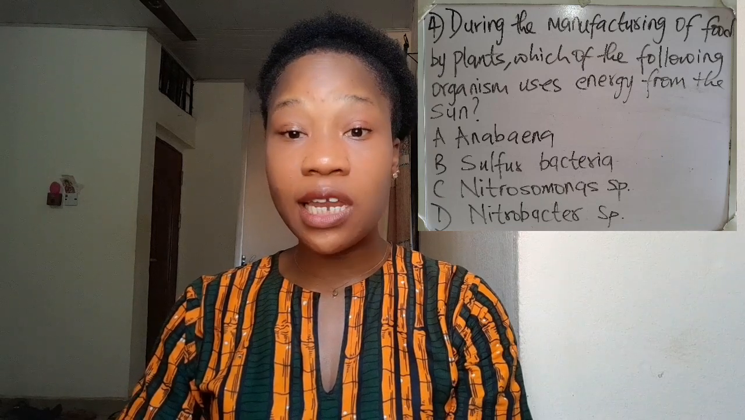All right, so question number 4 says, during the manufacture of food by plants, which of the following organisms uses energy from the sun during manufacturing of food? Which of the organisms uses energy from the sun? Option A says Anabaena. Option B says sulfur bacteria. Option C says Nitrosomonas species. And option D says Nitrobacter species.